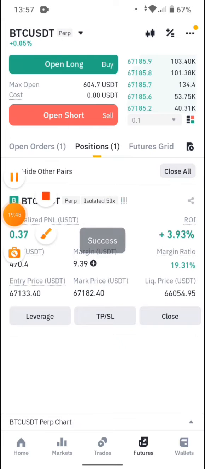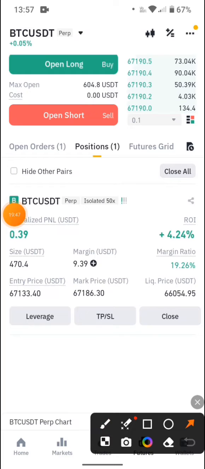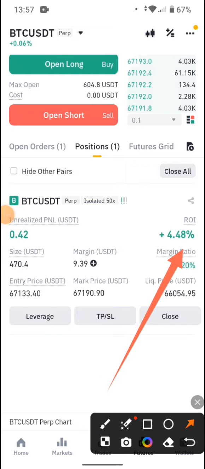So what are you seeing here? What is this ROI? ROI is return on investment, the percentage of profit which you have made out of your money.